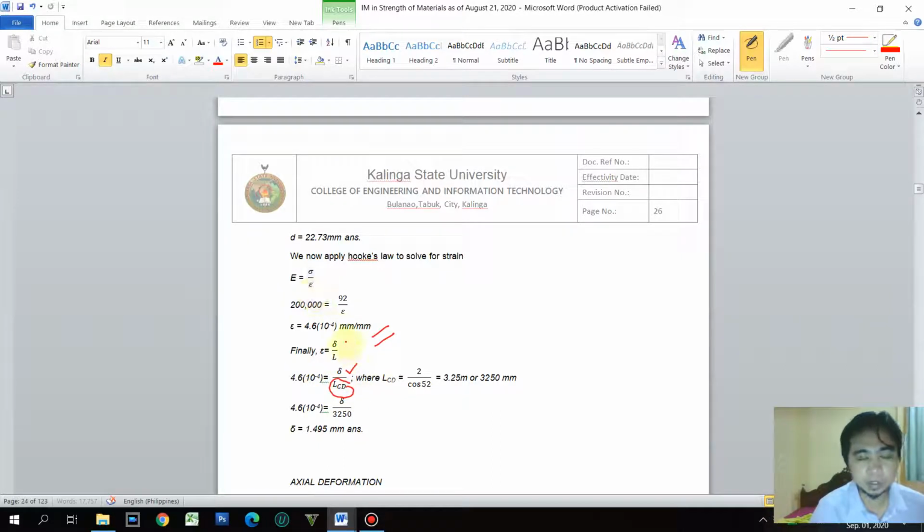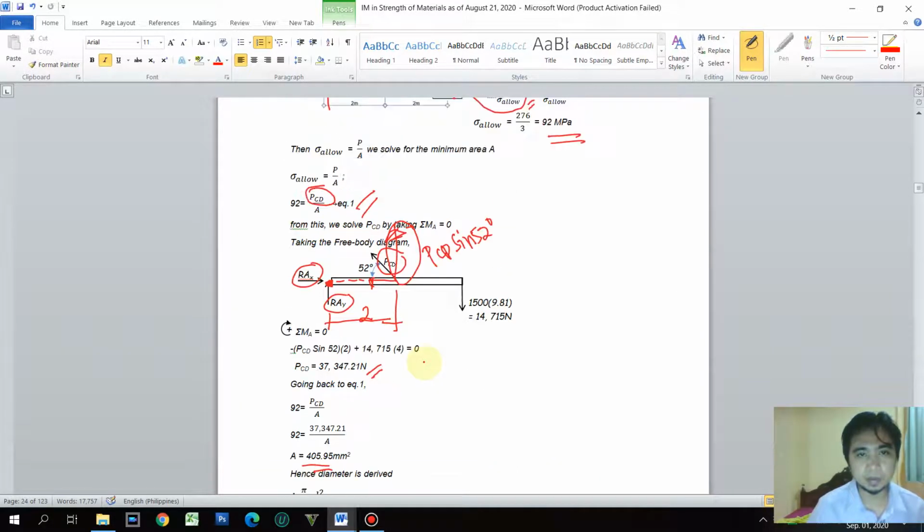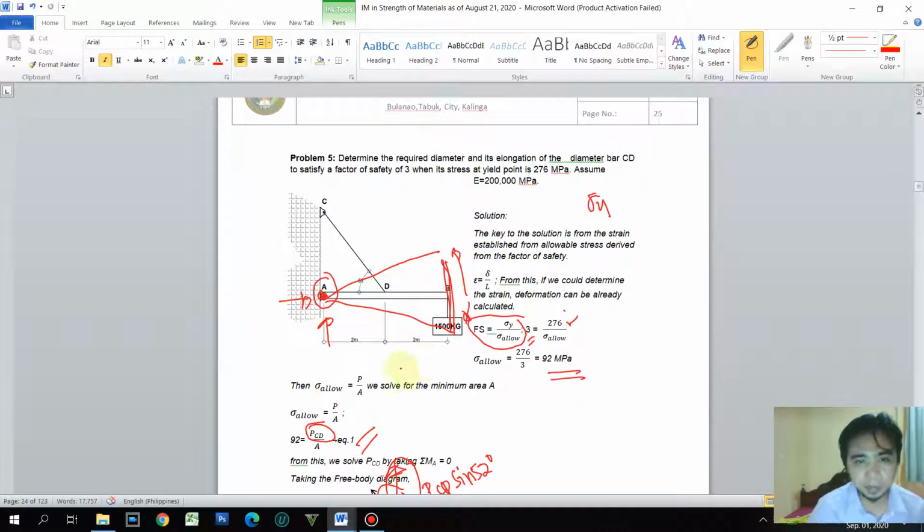So, the unknown here is actually deformation. Ano? So, by substitution, we have 4.6 times 10 raised to negative 4. Ngayon, yung ano ba yung length ng CD, we will just have to utilize the right triangle for that. Titignan natin sa given, meron tayong right triangle dyan. Ito. Because we need to determine the length at CD.